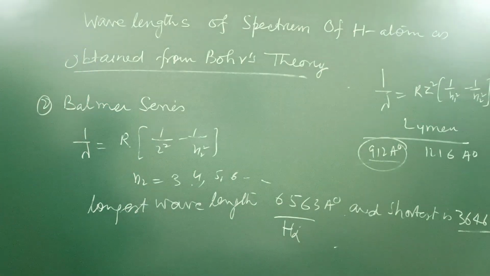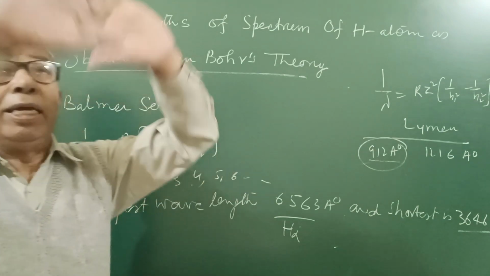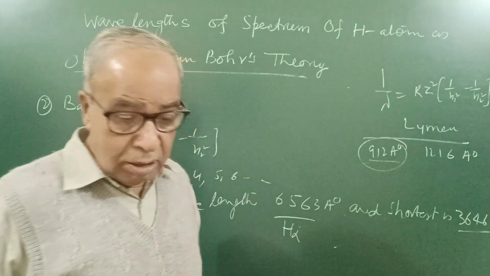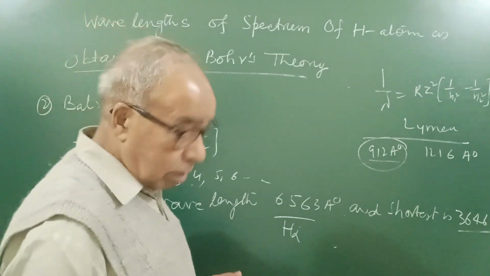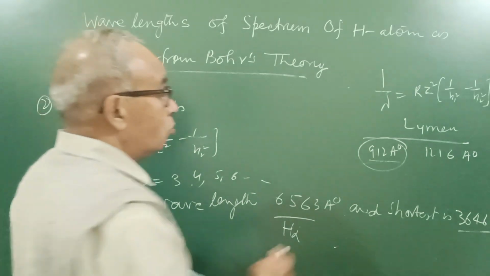The wavelengths of the Balmer series partially lie in the visible region, visible light. Not all colors, only a few spectral lines are there, because of this formula.